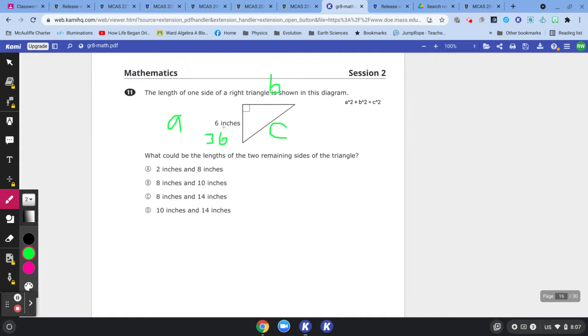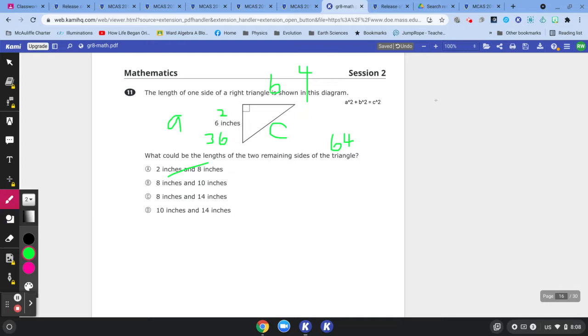Okay, so that's 6 squared is 36. 2 squared would be 4. Okay, and then 8 squared would be 64. 36 plus 4 does not equal 64. So that is not a side relationship that works for this.